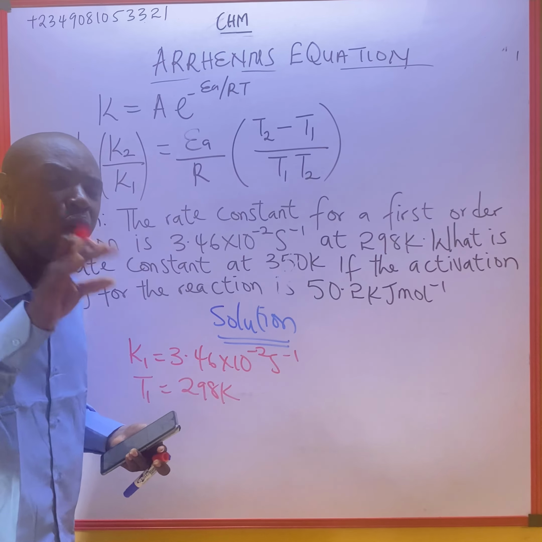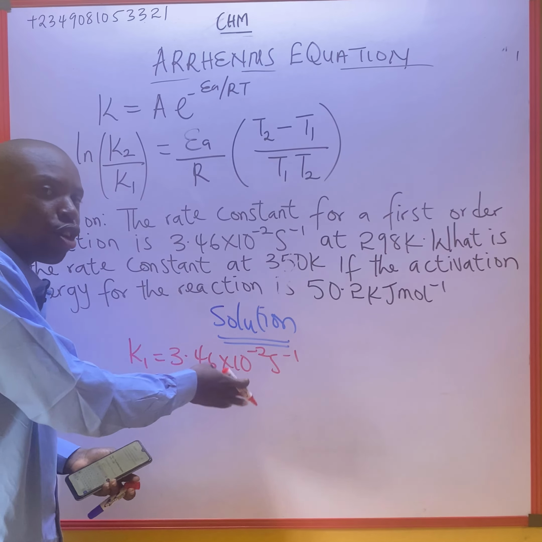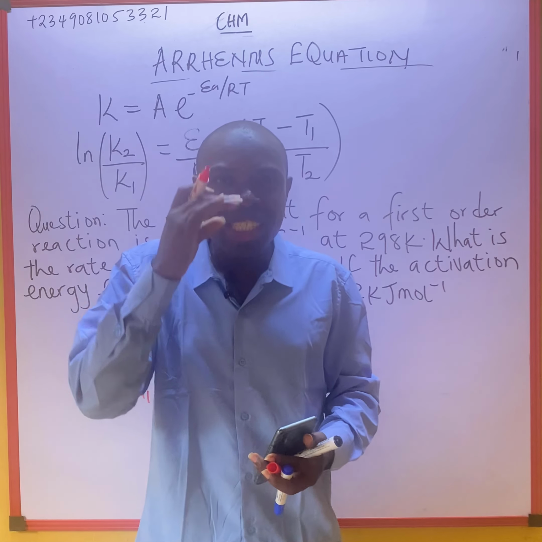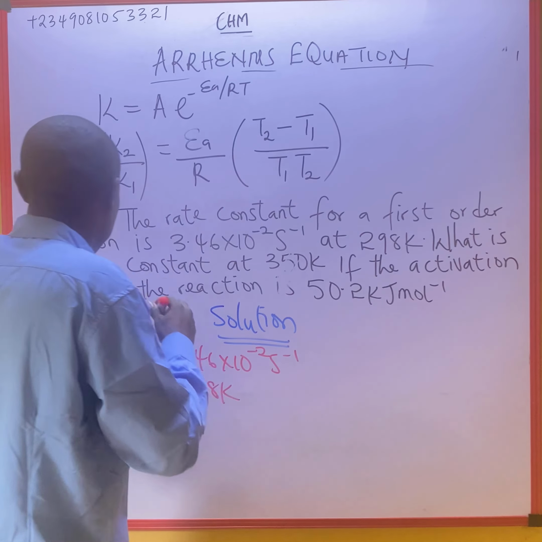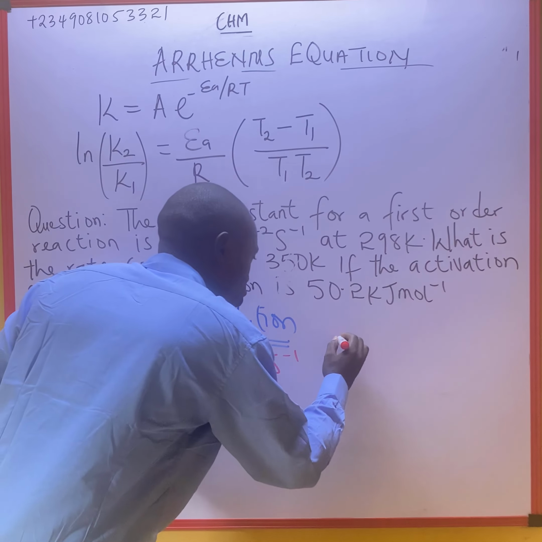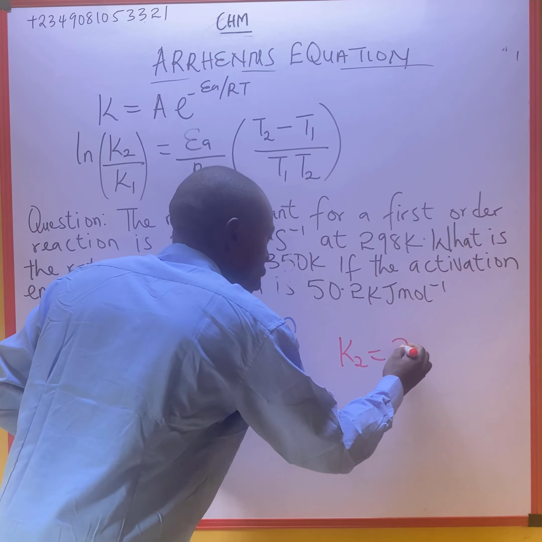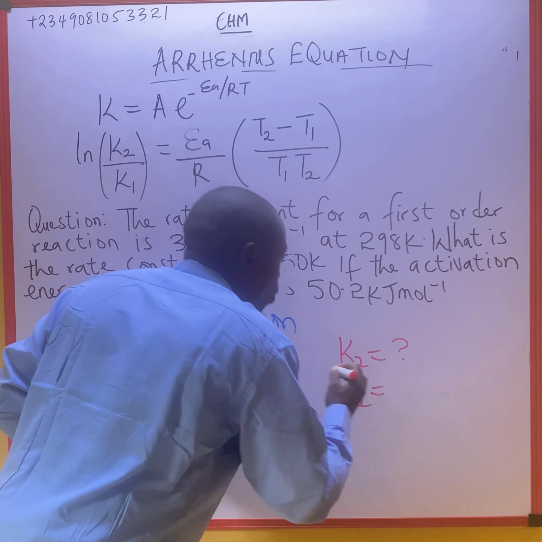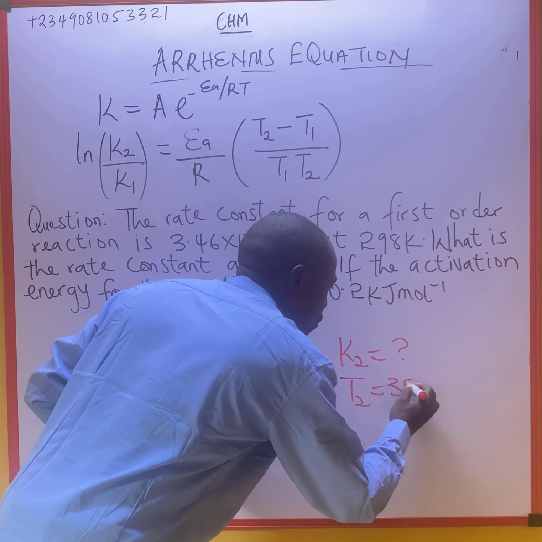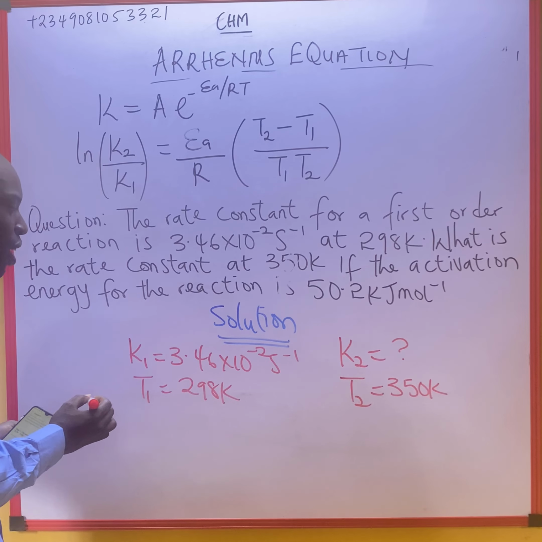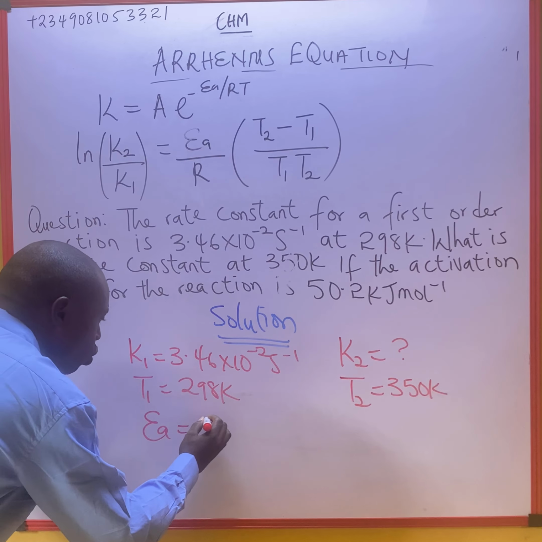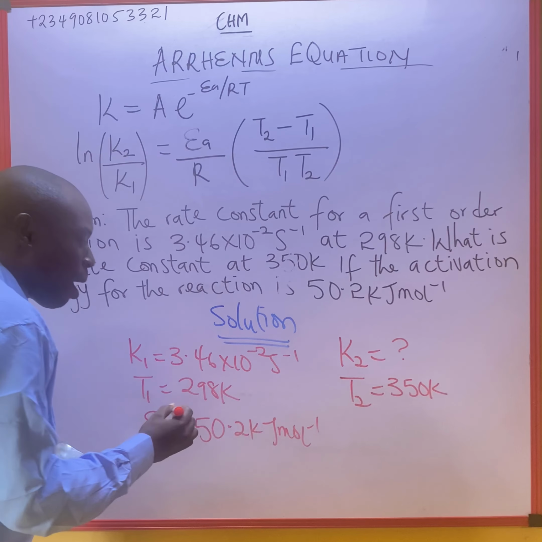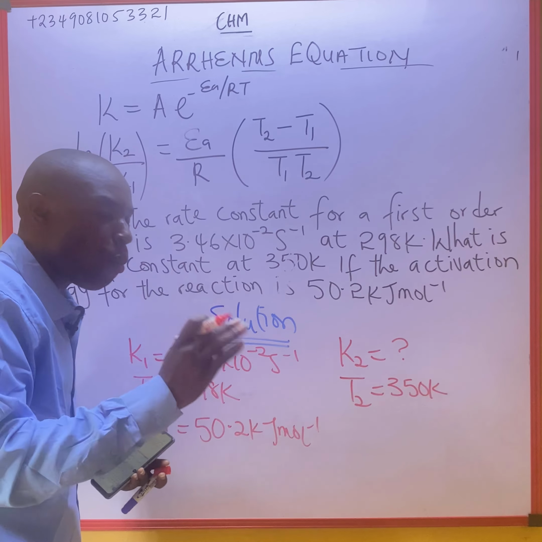Now be very careful. There are times when your temperature will not be given in Kelvin. It will be given in degrees Celsius. Always convert to Kelvin by adding 273 to it. Now, the rate constant, which is your K2, is equal to question mark, what I'm looking for. And the temperature T2 was given to me to be 350 Kelvin. And you are given your activation energy, Ea, to be 50.2 kilojoule per mole, which we need to convert to joule per mole.